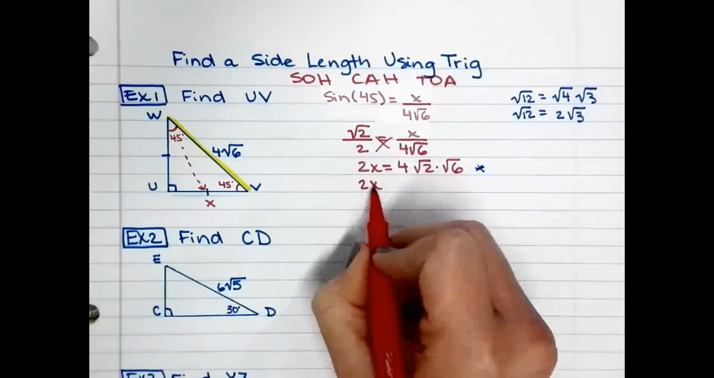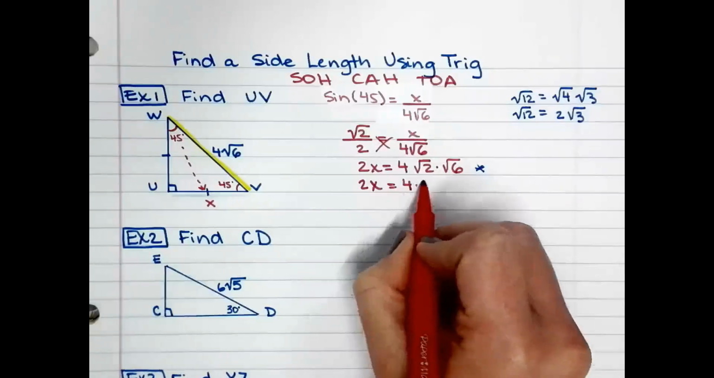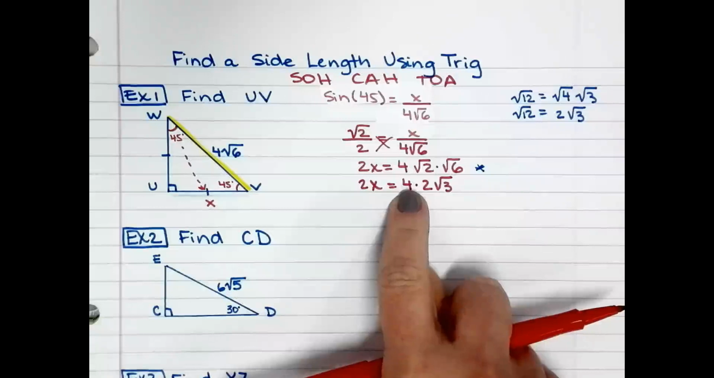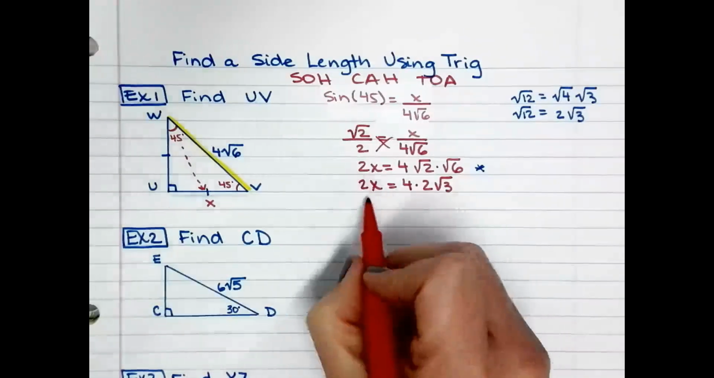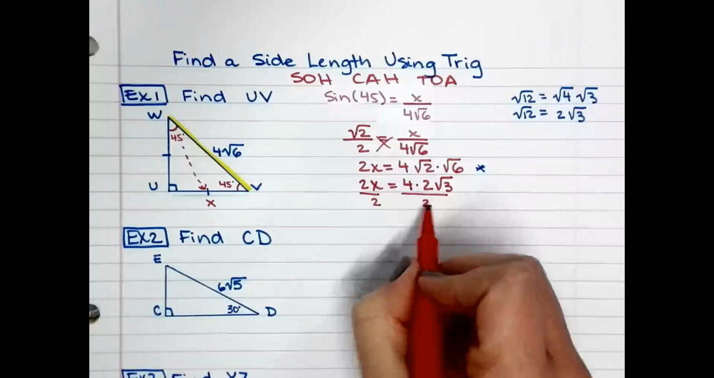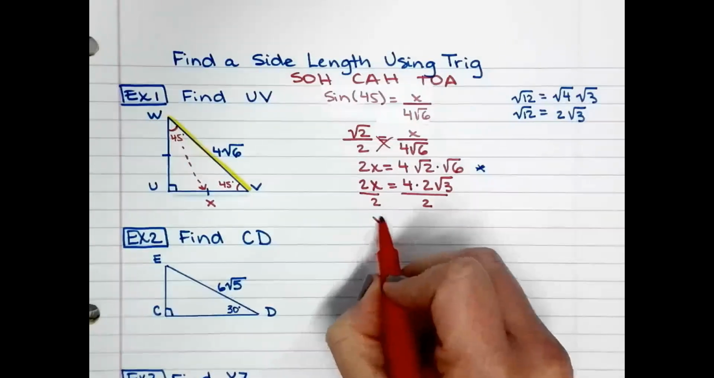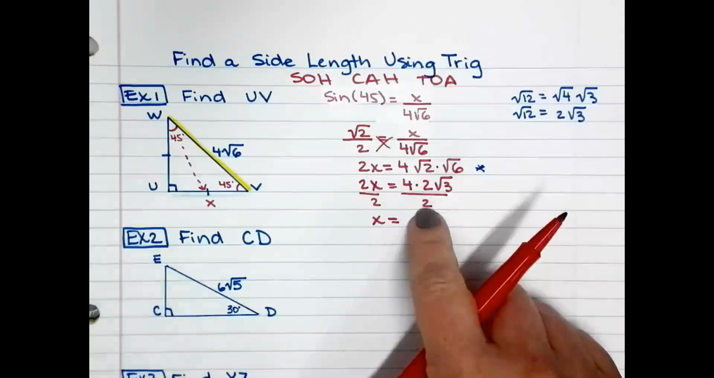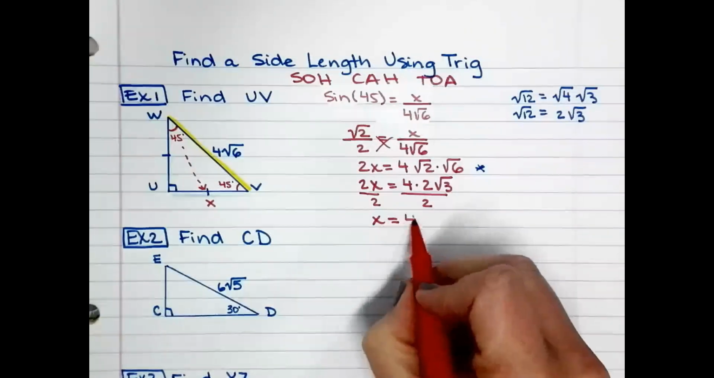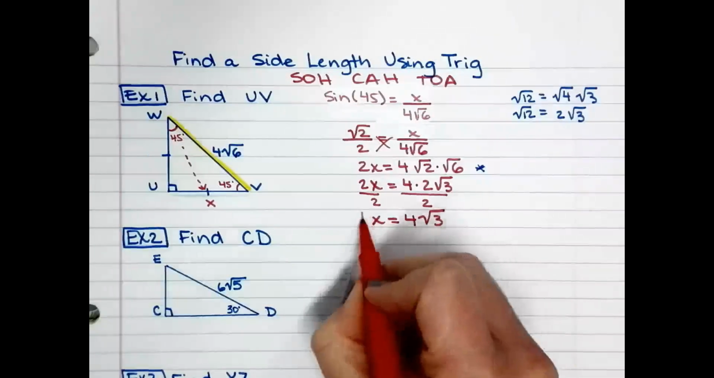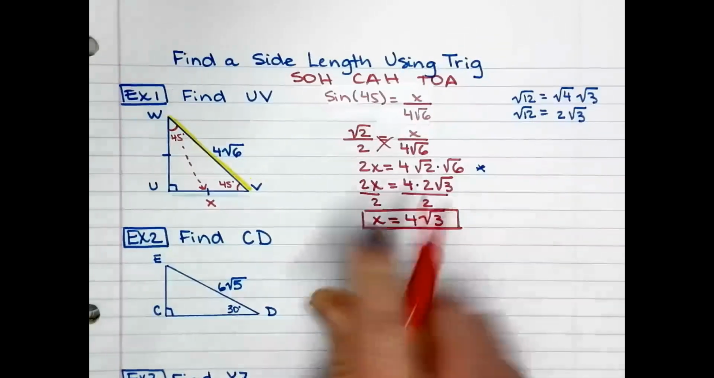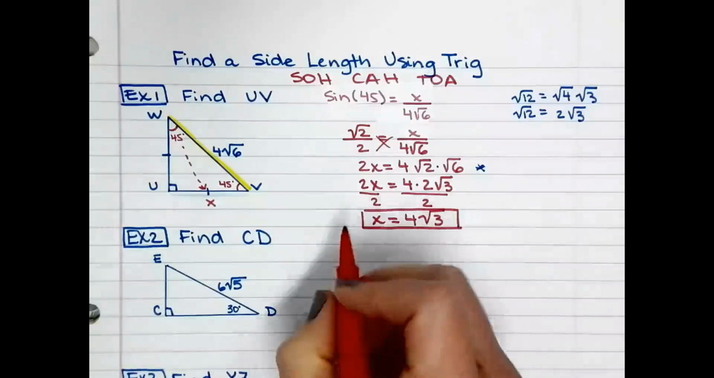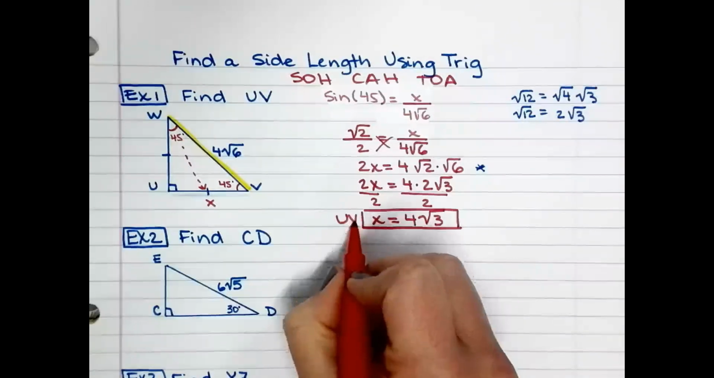So back to the question, 2x equals 4 times 2 square root of 3. And this, by looking at it, is 8 square root of 3. So now you're going to divide both sides by 2. And you will end up with x equals 4 times 2 is 8, 8 divided by 2 is 4. So 4 square root of 3. That's the length of side UV, and in this case was x. If you want to just rename it as UV, you can do that too.